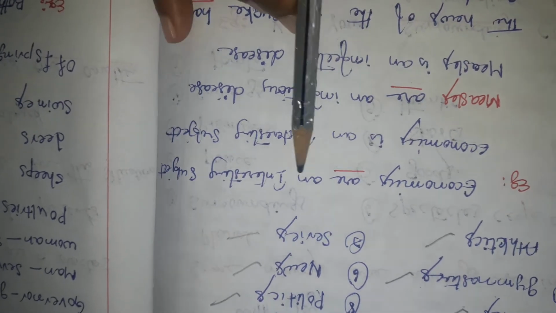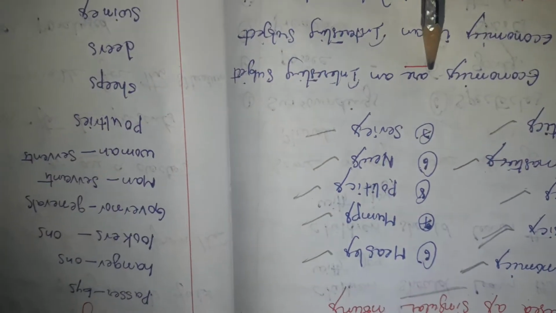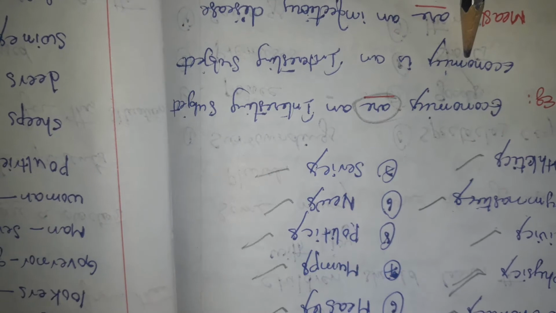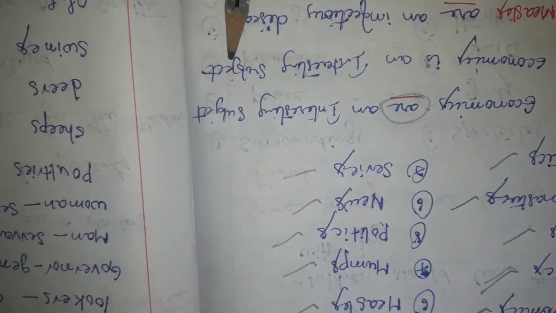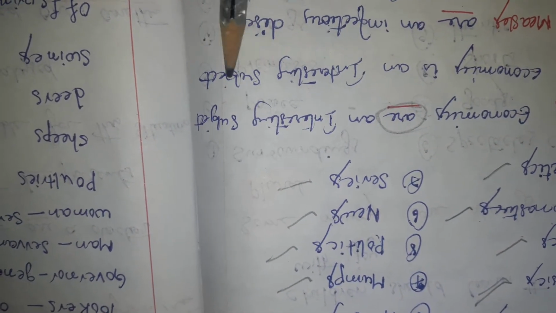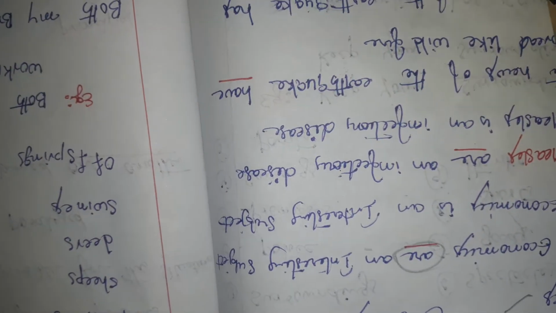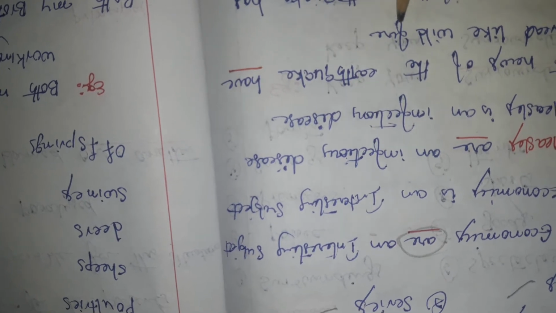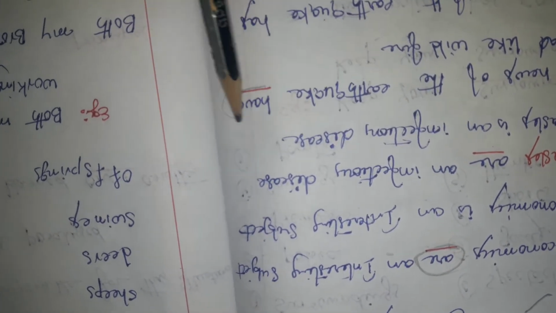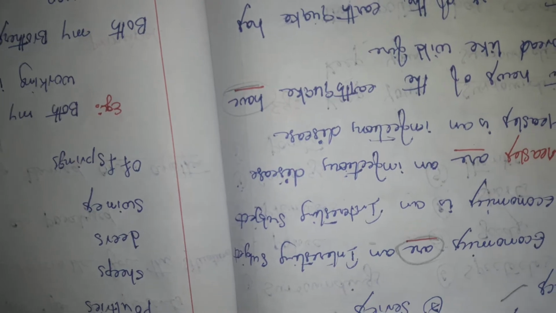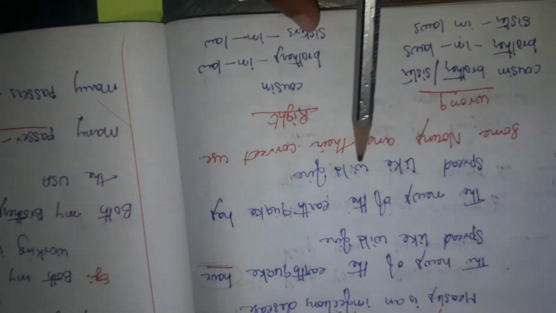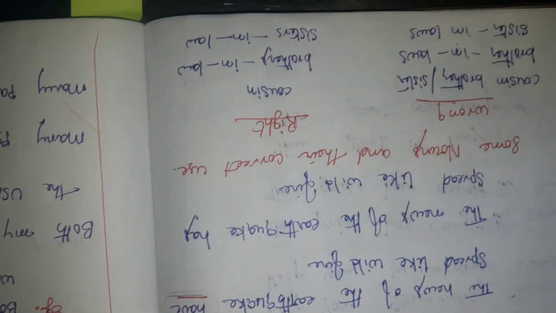Economics are an interesting subject. When economics is singular, then we don't have to use are here, isn't it? So how do we write? Economics is an interesting subject. The news of the earthquake have spread like a wildfire. So it is not have, we have to use has there. The news of the earthquake has spread like a wildfire.